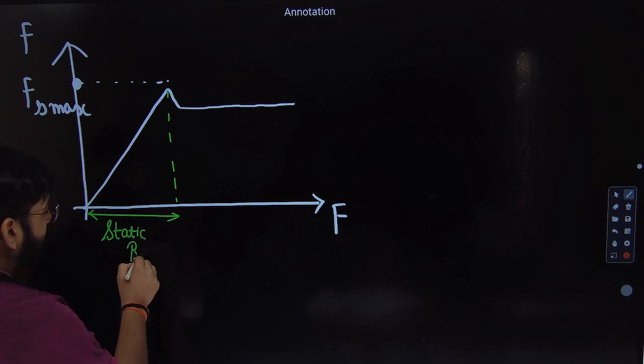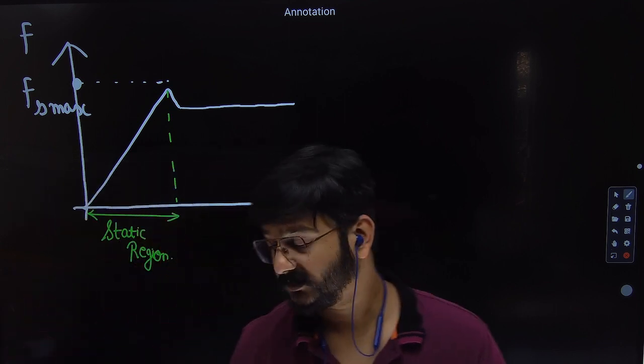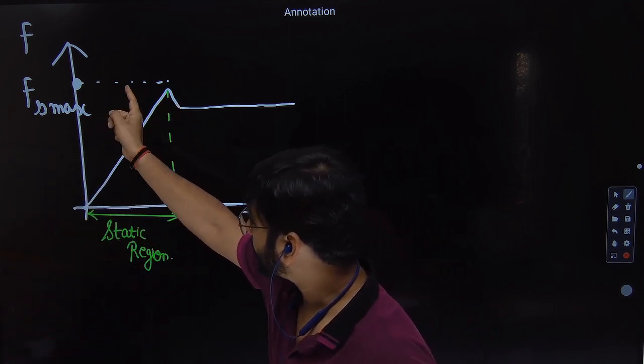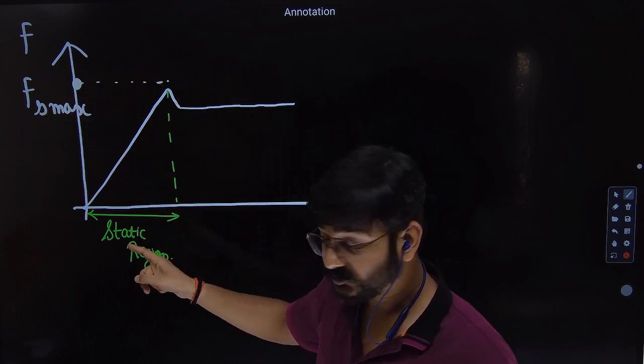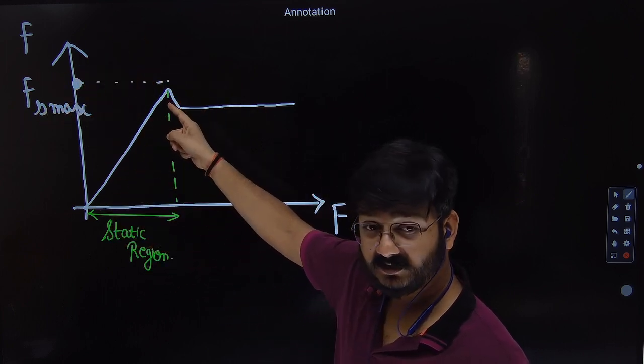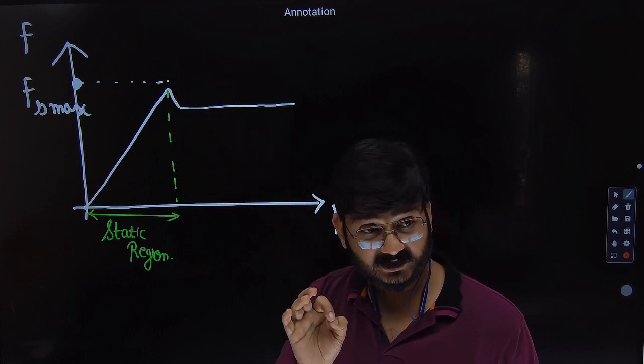Okay, you need to understand the graph, no need to mug up. This graph has proper explanation. So up to Fs max, you know that F and static friction both are same, so y is equal to x, a straight line. After that, you can see there is a dip in the graph. Why is there a dip in the graph?